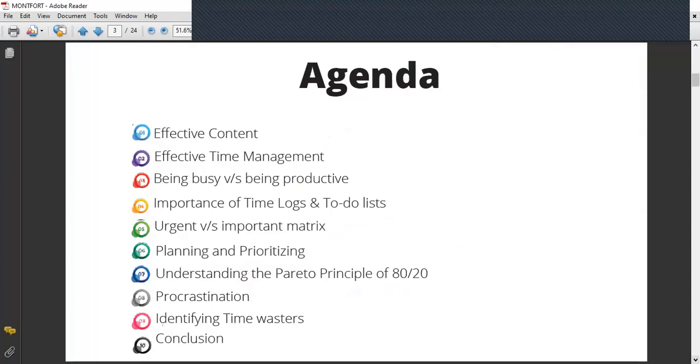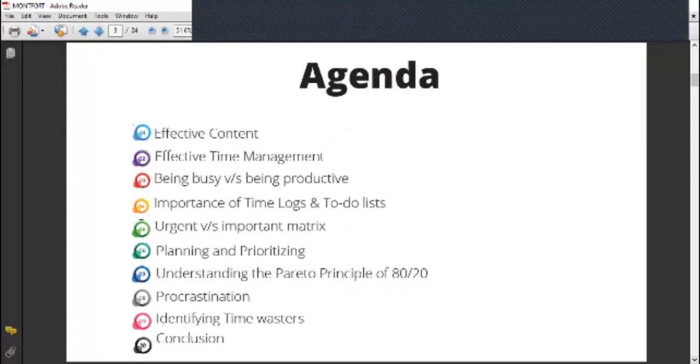The agenda for today's webinar and the subtopics are: effective content, effective time management, being busy versus being productive, importance of time logs and to-do list, urgent versus important matrix, planning and prioritizing, understanding the Pareto Principle of 80 by 20, procrastination, identifying time wasters, and conclusion.